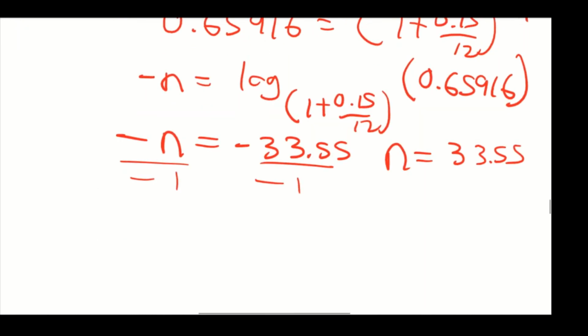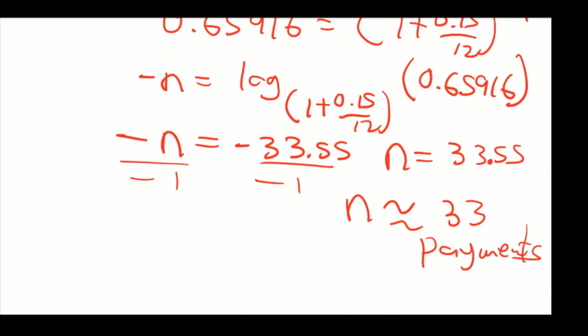Because we want the number of installments, we can't write 33.55, right? You can just approximate and say n approximates 33 payments. So this is the number of payments that she will make to settle the loan.